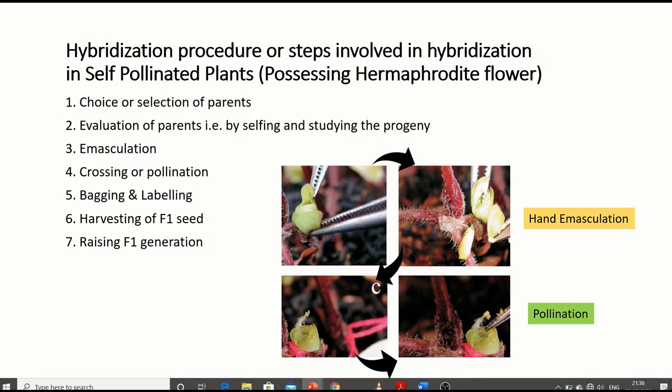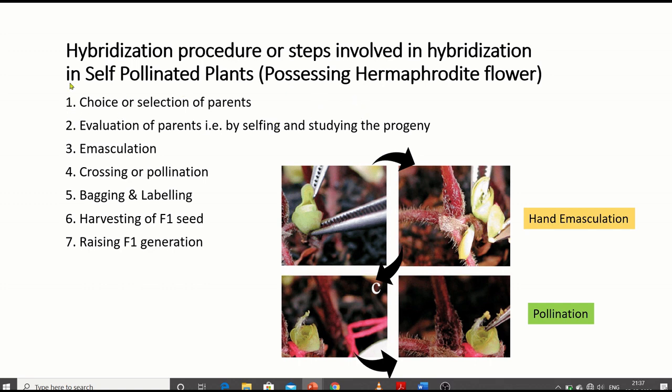After distant hybridization we have the hybridization procedure for self-pollinated crop plants. That means for those plants with a complete flower, with the presence of androecium and gynoecium, or we can call it a hermaphrodite flower. In this case the first thing to do is the choice of parents: better performing parents, disease resistant parents, or insect resistant parents, depending on the need of the plant breeder. So the parents will be chosen.